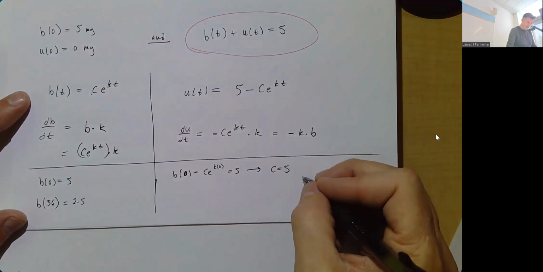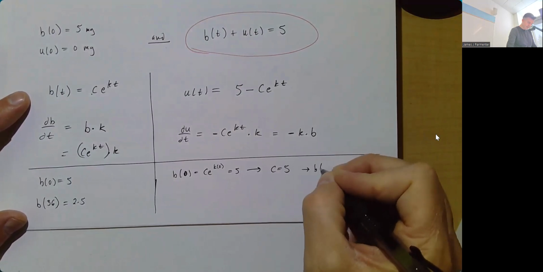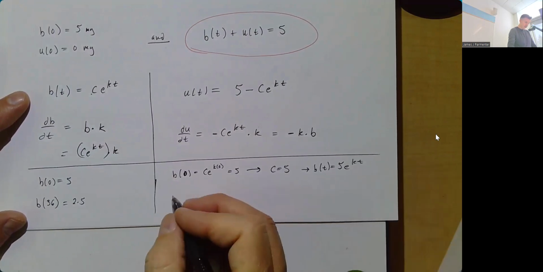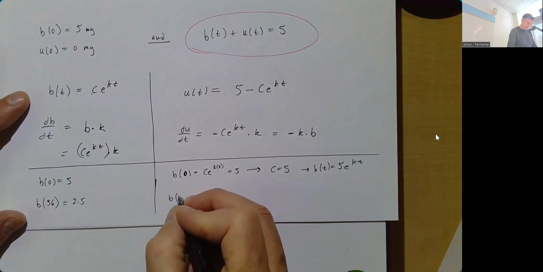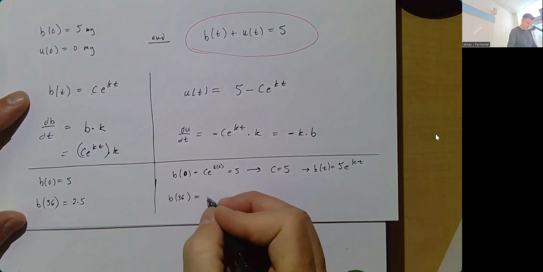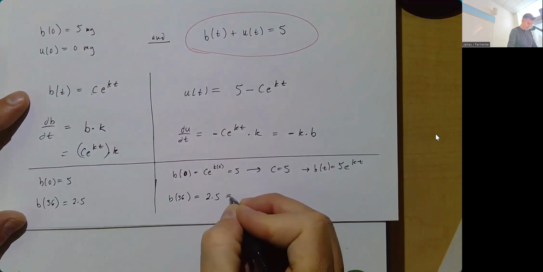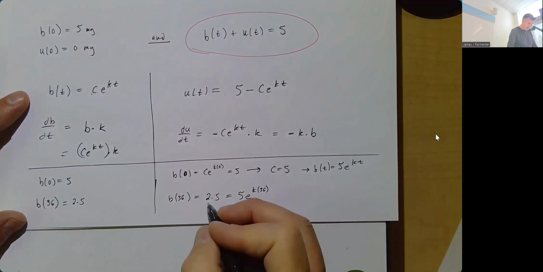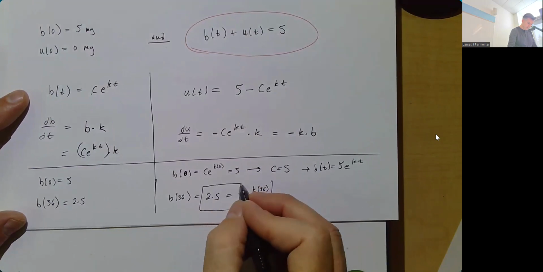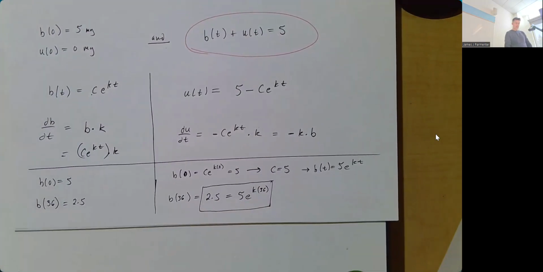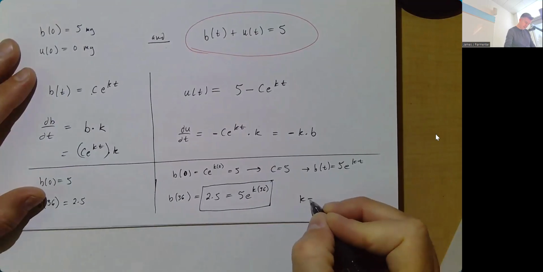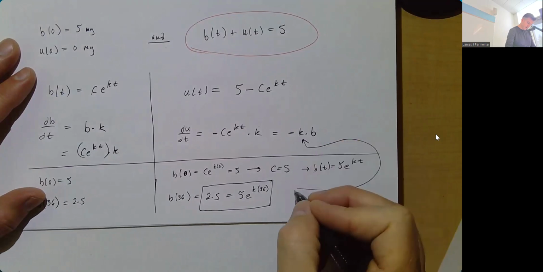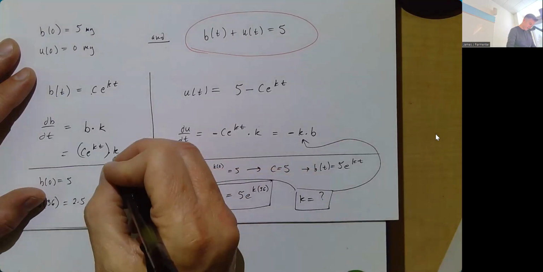So then we have B of t equal to 5 e to the k times t. And then you're going to plug in 36 and get 2.5, and it's going to equal 5 e to the k times 36. And then you can use that to find k. And then whatever that k value is, you're going to plug in there and there.